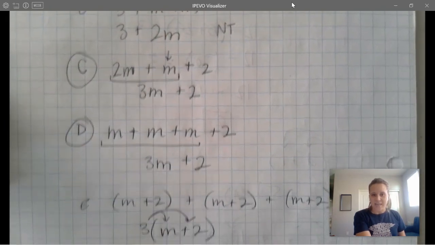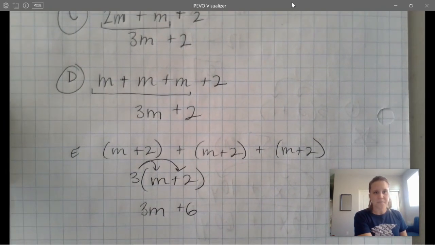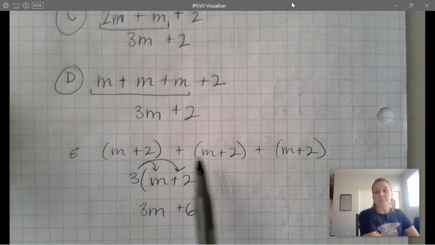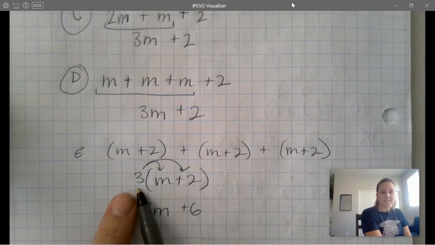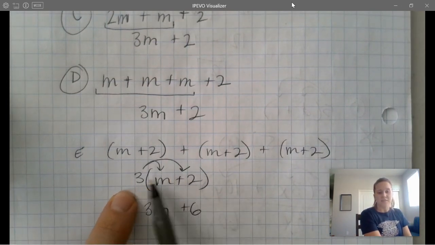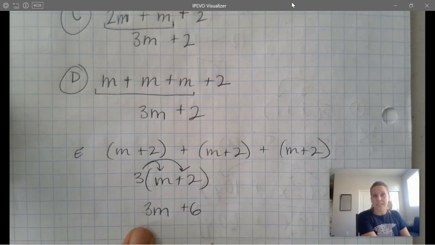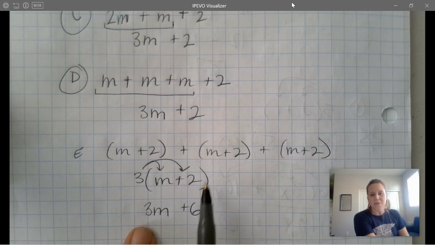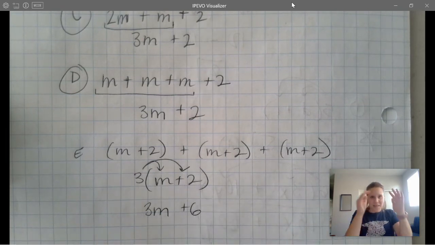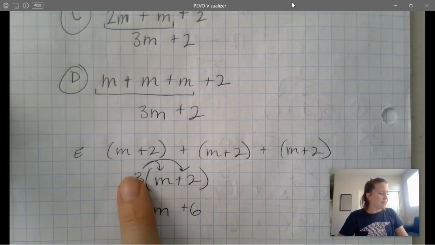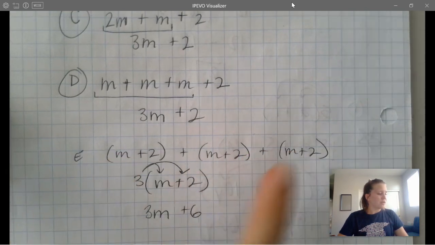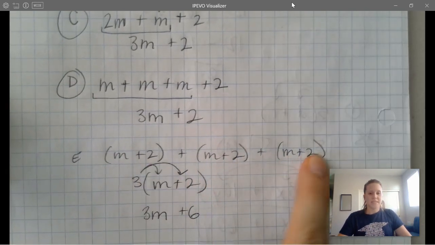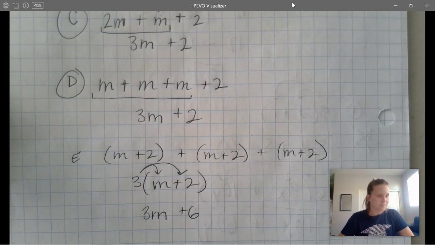I love looking at E. That's why I spent a few extra seconds on E. E shows 3 groups of the quantity M plus 2. I can write that like this, 3 groups of M plus 2. And then I can distribute like we practiced in the first couple of questions. 3M plus 6 is the simplified version. You might not have thought about it in groups of M plus 2 the way I did, but if you use the associative property to drop all these parentheses, you can just count. There's 1, 2, 3 M's plus 2, 4, 6. 3M plus 6. E is not true.